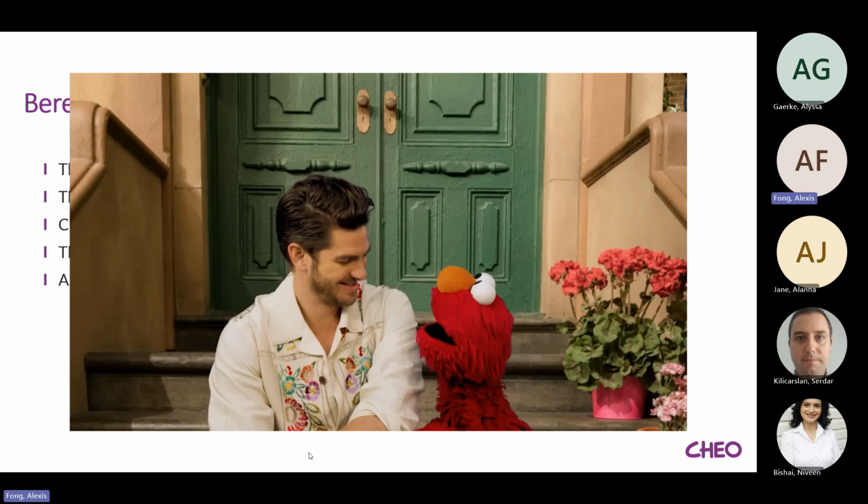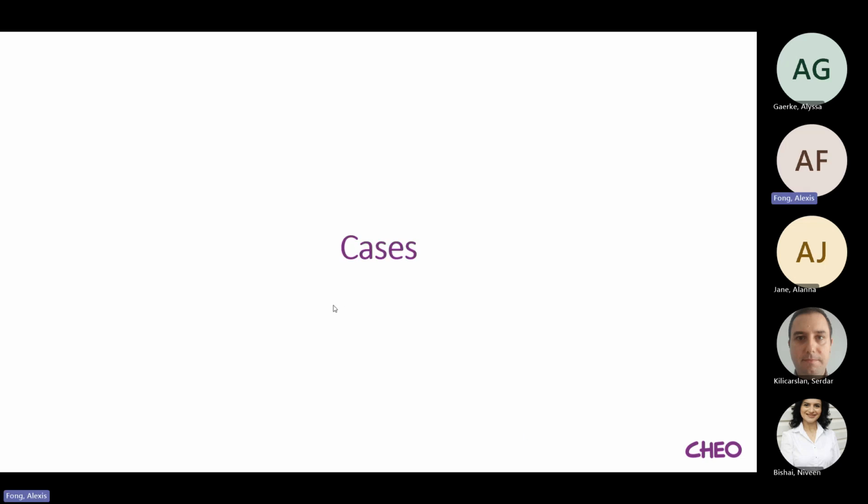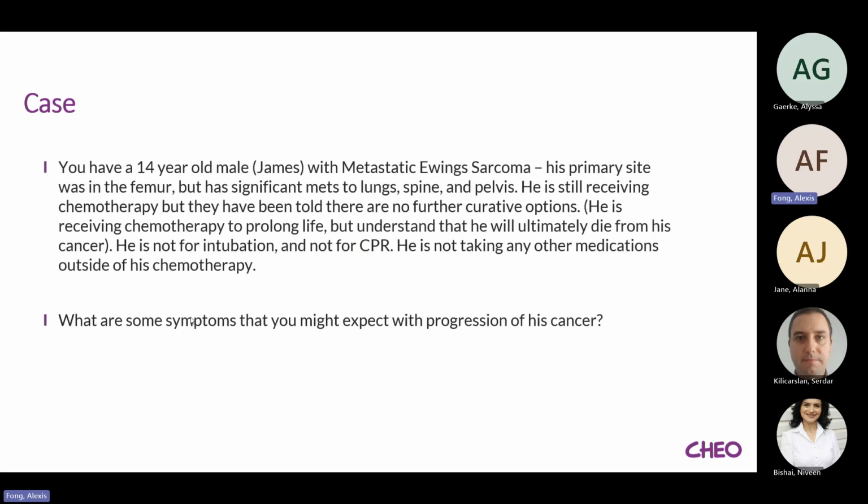All right, moving on. Cases, and by cases, it's like one really long case, and I promise it's not that long. So you have a 14-year-old male, James, with metastatic Ewing sarcoma. His primary site was in his femur, but he has significant mets to the lungs, spine, and pelvis. He's still receiving chemotherapy, but they have been told there are no further curative options. He's receiving chemotherapy to prolong his life, but understands that he will ultimately die from cancer.